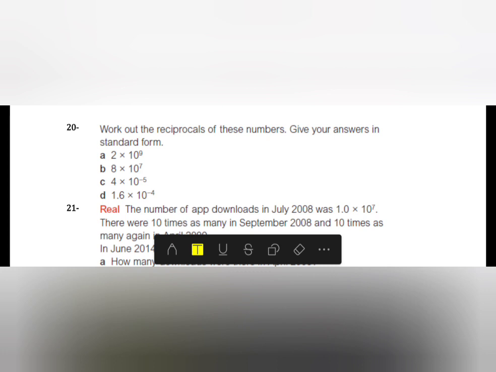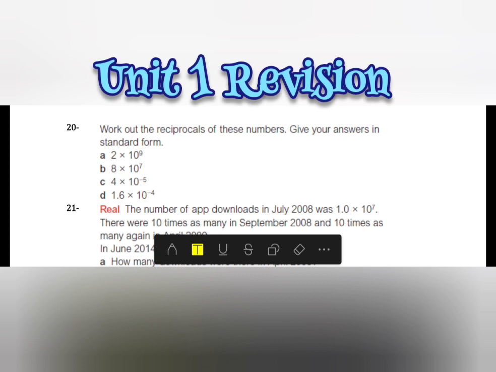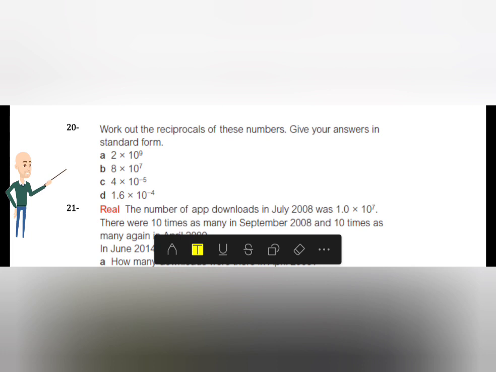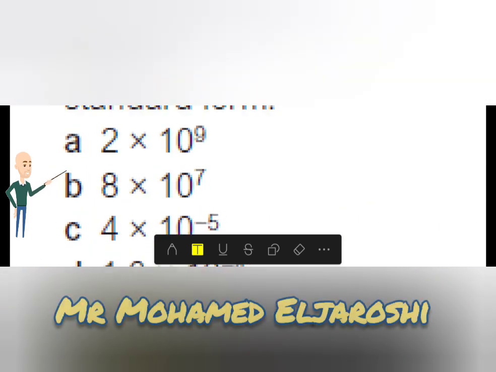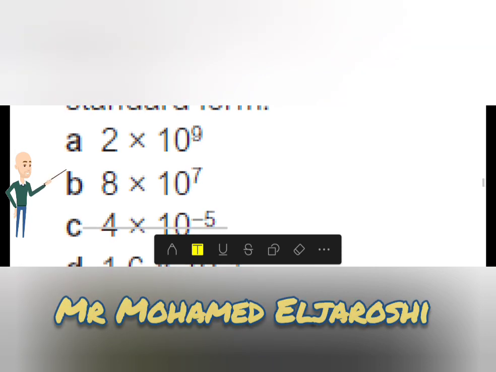In this video, we're going to complete the questions of Unit 1 revision. Question 20. Work out the reciprocals of these numbers. Give your answers in standard form. Now, as you can see here, these numbers, A, B, C, D, we're going to find the reciprocals of these numbers in standard form. Now, let's do it together.